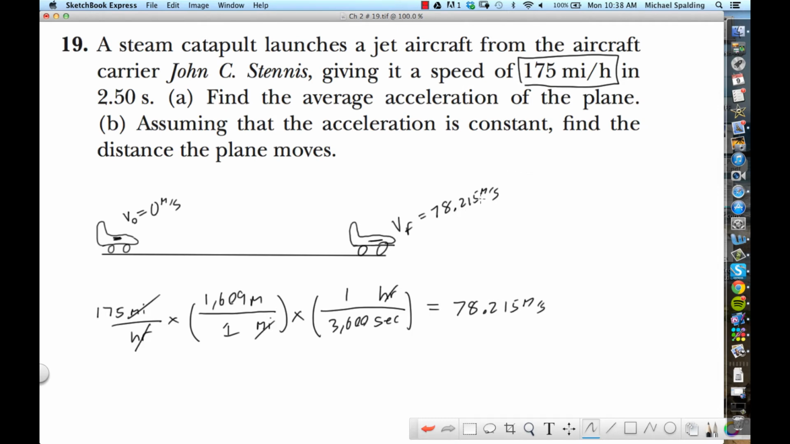Just don't round until the end. You know, if you go out to the thousands place out here, that's fine. Just take it to the thousands place. When you do get to the end of your calculation, just round it to the tenths place.